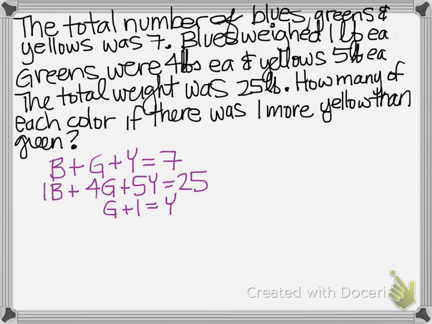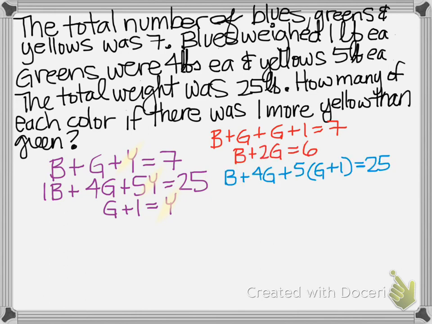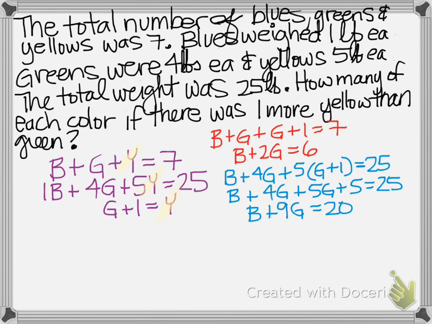So this is another substitution problem where I can just substitute for y. So I get b plus g plus 1 is 7, or in other words, b plus 2g is 6. Then in the second equation, b plus 4g plus 5 times the quantity g plus 1 equals 25. Simplifying that, we get b plus 4g plus 5g plus 5 is 25. Simplify that. b plus 9g is 20.